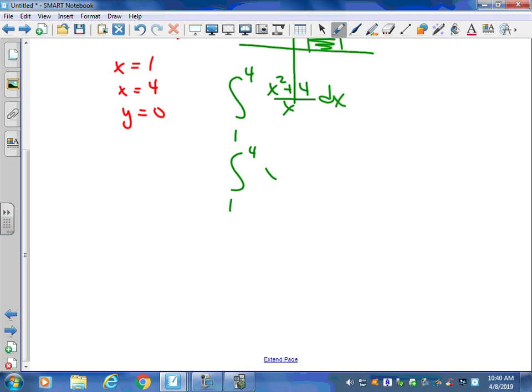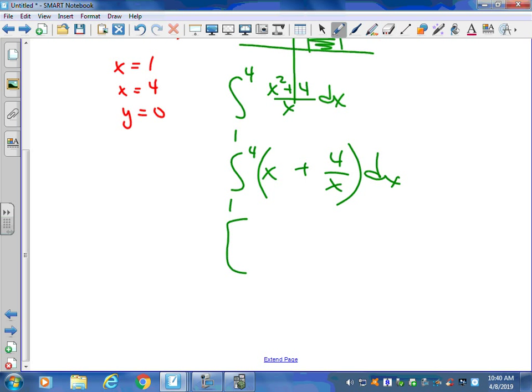X goes into x squared, x times. X goes into 4, none, so I'll put my x back down there. So that's nice. It's a monomial. It's easier to divide monomials. You just put x under each one. And then we're going to integrate it.